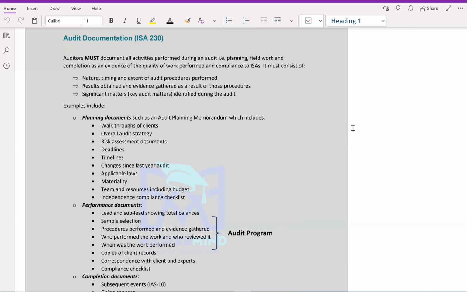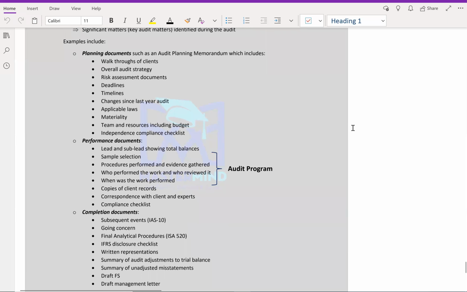I've given you guys examples over here. Planning documents include walkthrough of clients. Walkthrough means, what does a walkthrough mean? It is performed for the understanding of the client. How and what is being done. What department is responsible for what. Okay. Overall audit strategy, risk assessment documents, deadlines, timelines, people coming in, people going out.